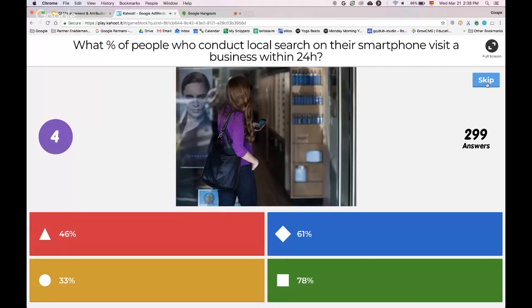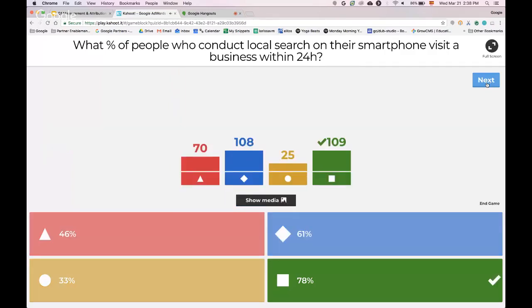We already have 300 answers. There we go. We have a couple of seconds left and time's gone. Oh, this was a bit more spread out. However, it is 78%. Do you think that was a bit more or less, depending on your answers?